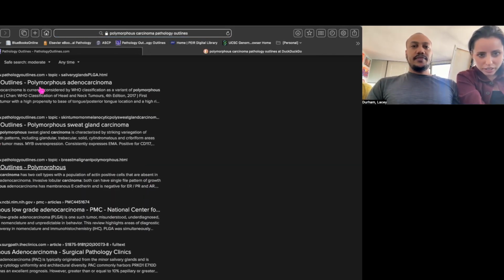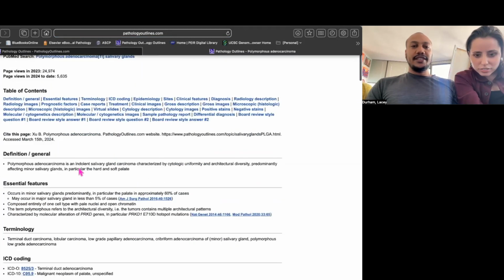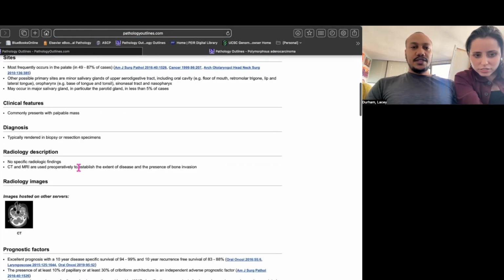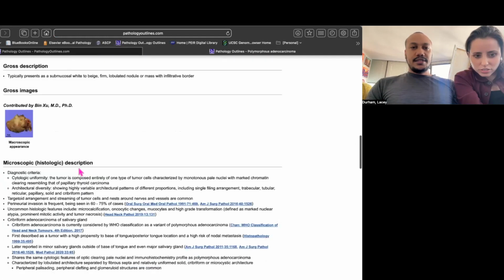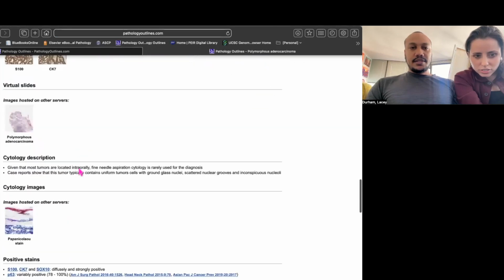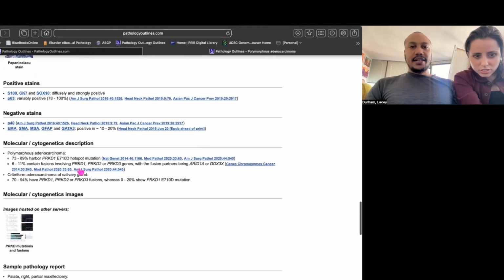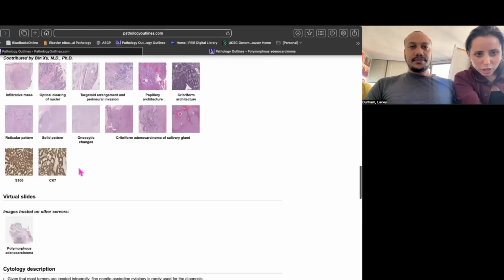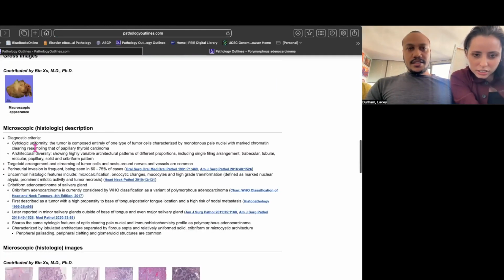Let's see, what are we pulling up? Polymorphous adenocarcinoma, Pathology Outlines. I want to see if they're describing the cells. Let's see, the microscopic, what does it say? Cytological: one type of tumor cells, monotonous pale nuclei, marked chromatin clearing, resembling that of papillary thyroid carcinoma. I did not know that. Yeah, me too. But as you can see here, composed entirely of one type, and they look like PTC.